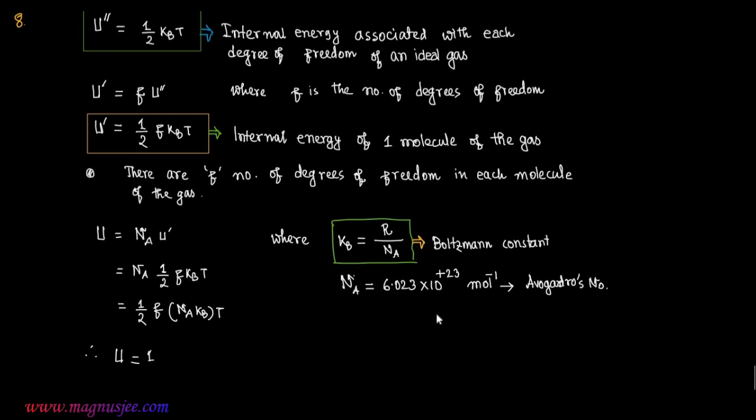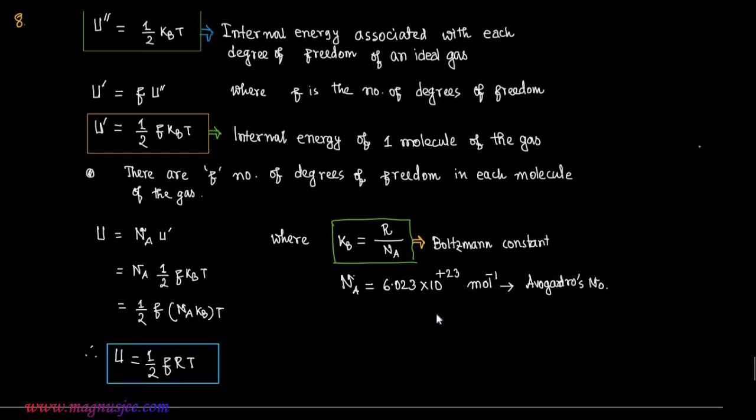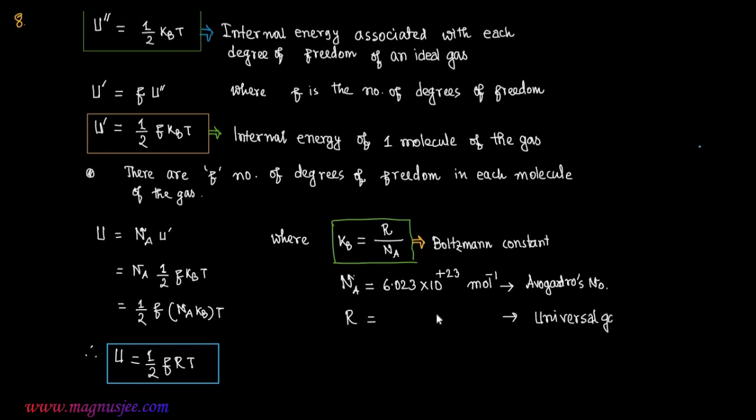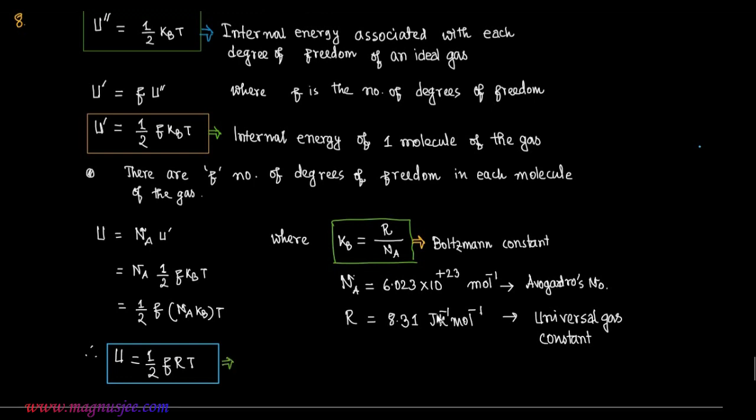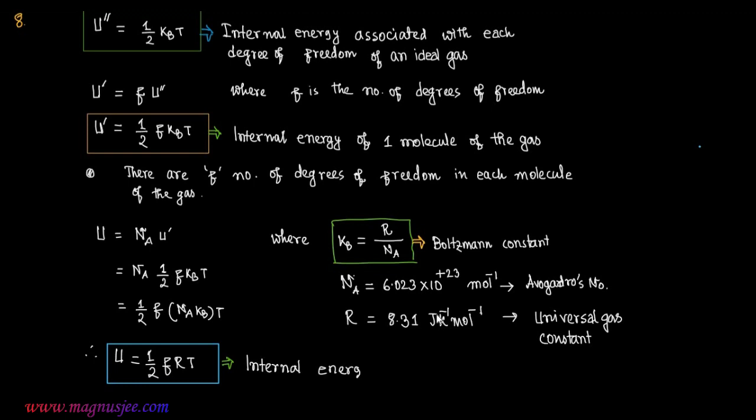Finally, we get U equal to half fRT, which is the internal energy of 1 mole of gas, where capital R is the universal gas constant, which has the value 8.31 joule per Kelvin per mole. U is equal to 1 by 2 fRT, which is the internal energy of 1 mole of an ideal gas.